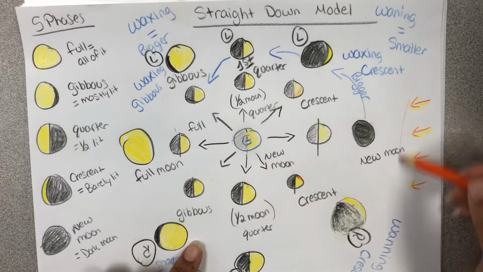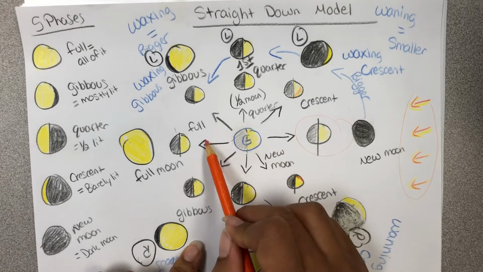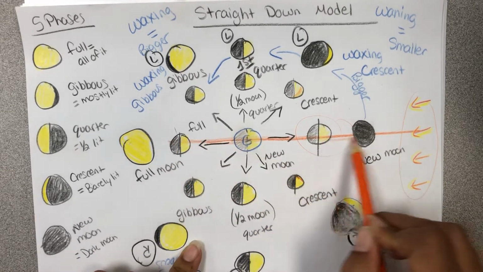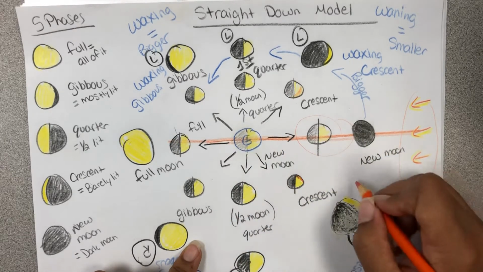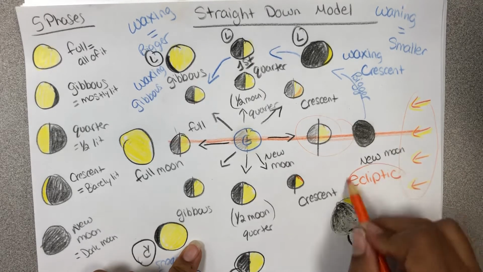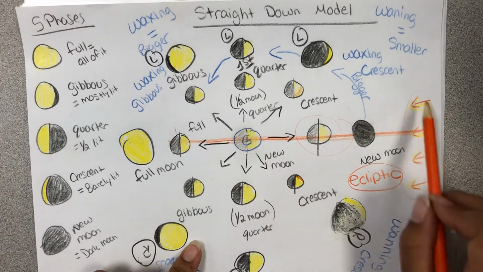An eclipse, you have a solar eclipse and a lunar eclipse. It is when the sun, the moon, and the earth are all in the same line. And this line here is called an ecliptic, E-C-L-I-P-T-I-C. The ecliptic is the apparent path that Earth takes when it orbits the sun.